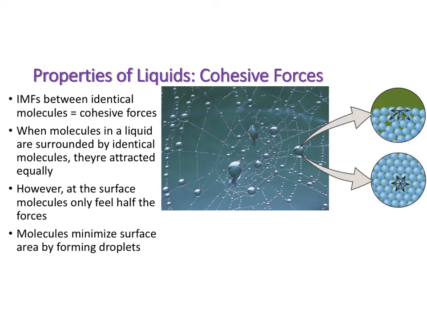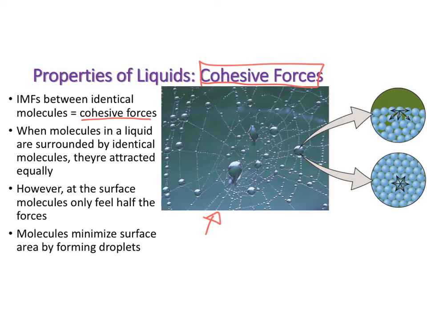Another property of liquids is cohesive forces. You most commonly see this whenever you look at water droplets, wherever they may be. In this picture, we're showing you a spider web, and there are water droplets on it. So what is holding these water droplets on these tiny little fibers of spider web? It's cohesive forces that are holding those together. IMFs between identical molecules create cohesive forces holding them together, right? Cohesion, it's like something that's very well put together. That's what I think of when I think of cohesive.